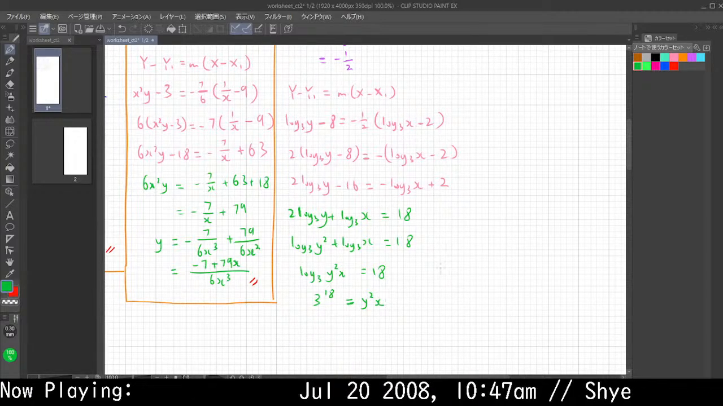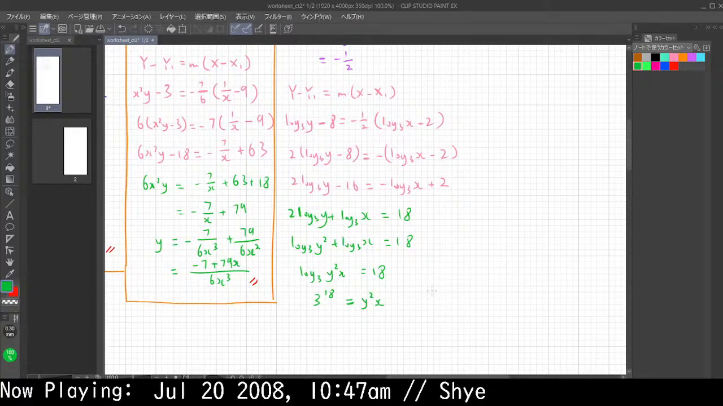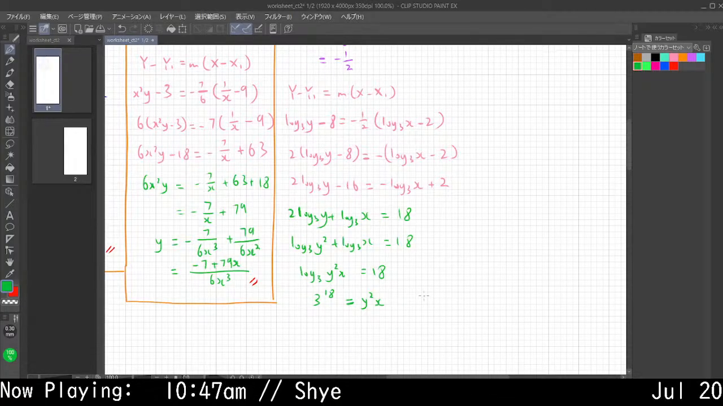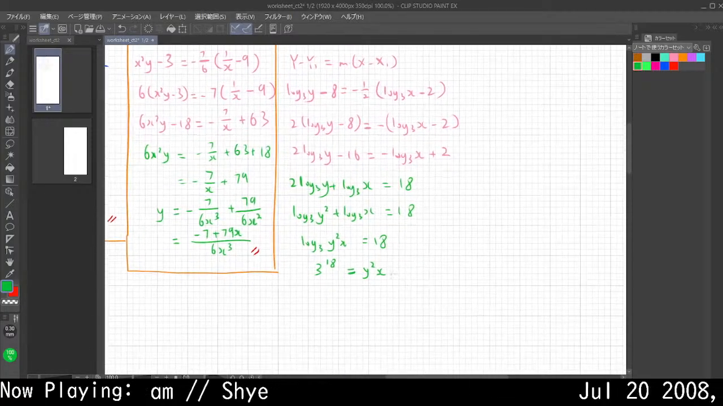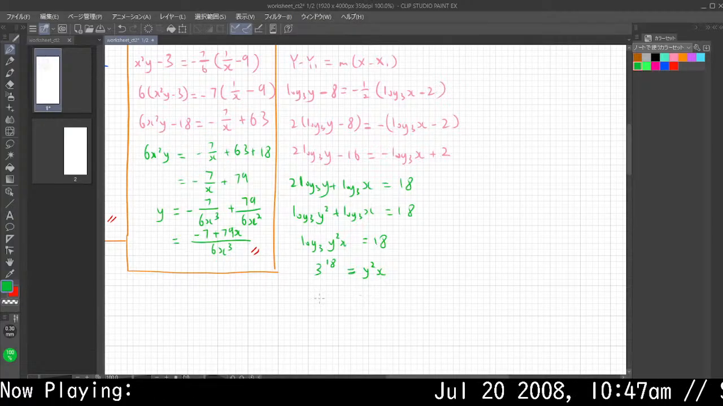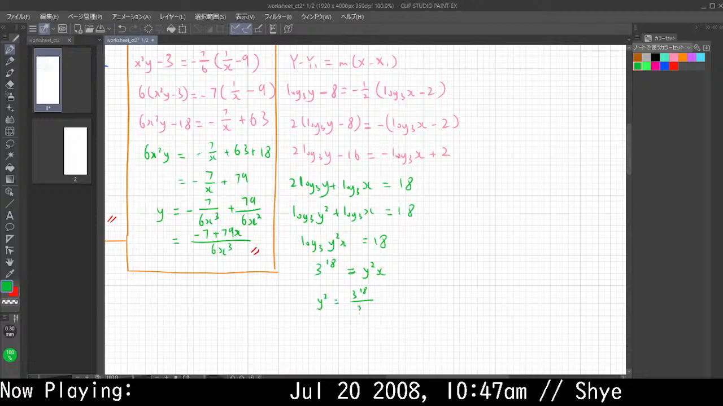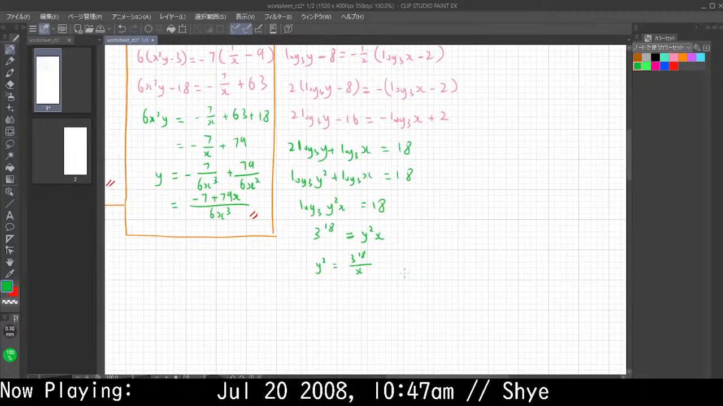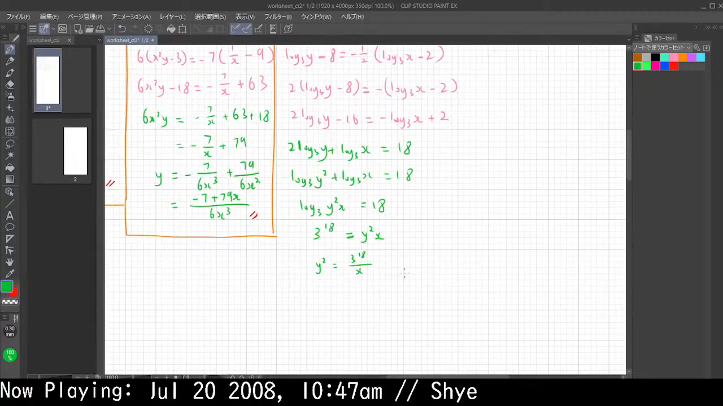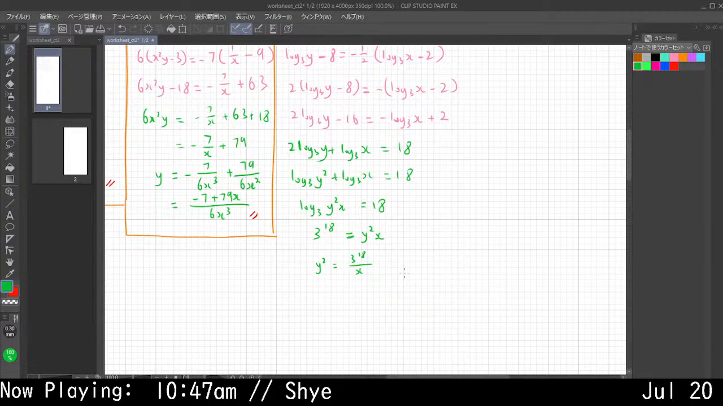You want to express y in terms of x. This is kinda tedious, but we'll just go through it. So if you bring your x over, you divide, you would get y squared equals 3 to the power of 18 over x. And since you only want y, your square you have to bring over to turn it into a square root.